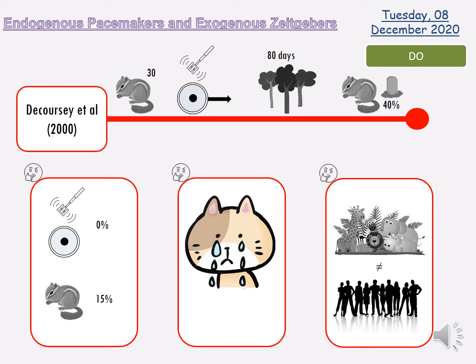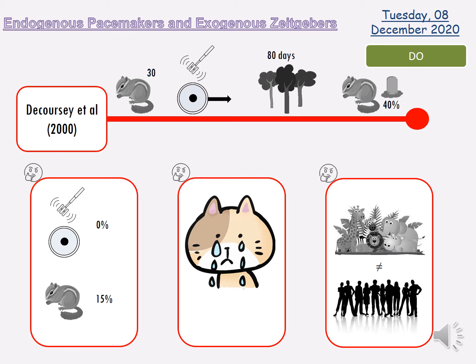What he would do is he would release the chipmunks into the wild for 80 days, and there was a 40% mortality rate within those 80 days. Now, conclusions that he made from this is because their sleep-wake cycle had been affected, they were more vulnerable to predators, for example, being awake when they should have been asleep, or being asleep when they should have been awake. And therefore, the suprachiasmatic nuclei being affected meant that the endogenous pacemaker had been affected as well.